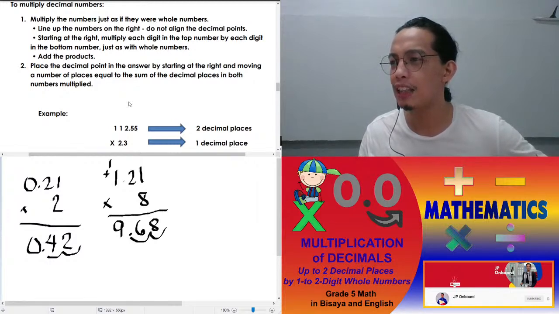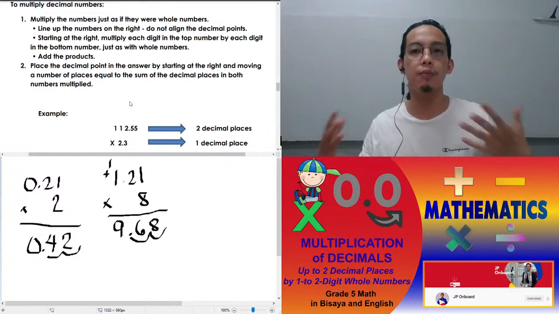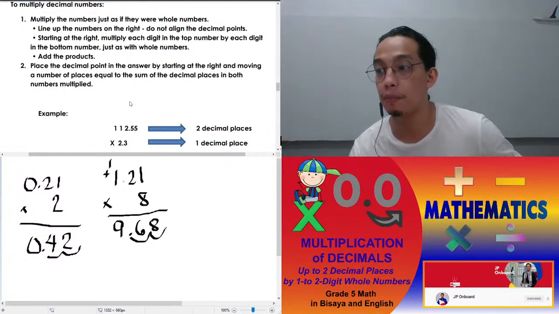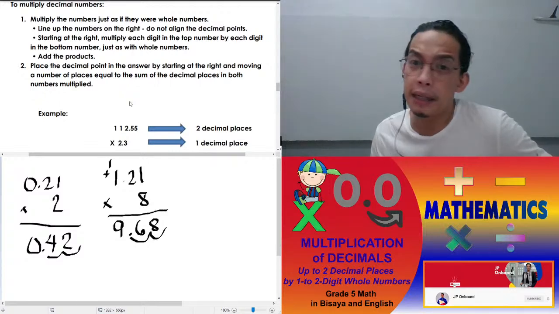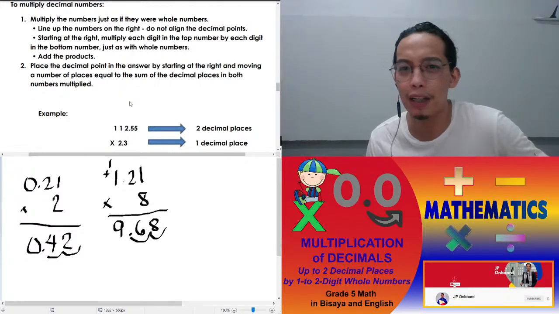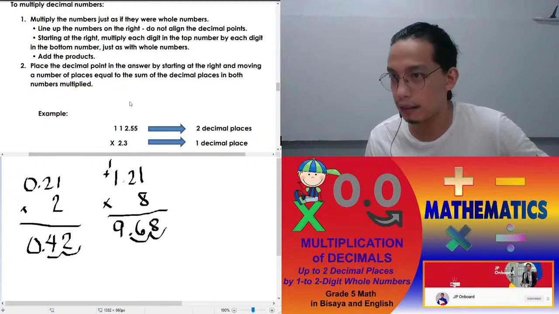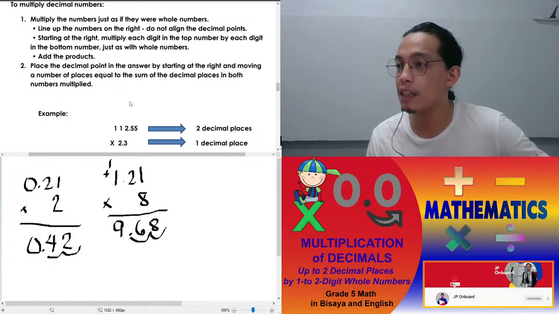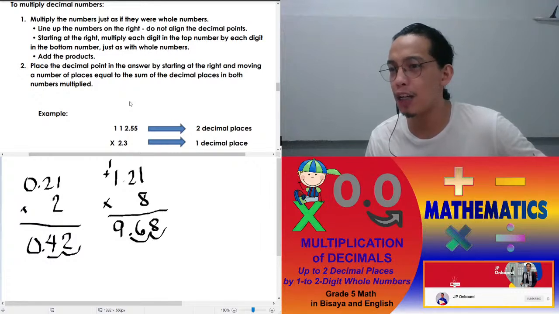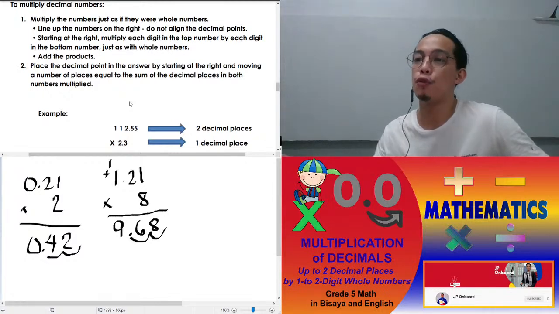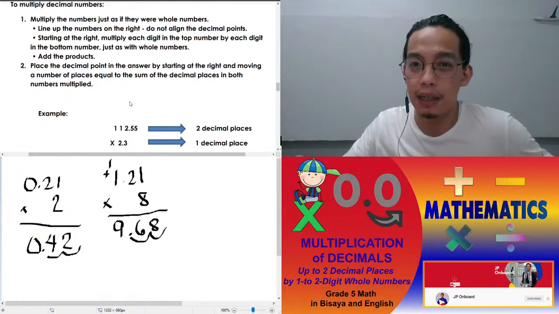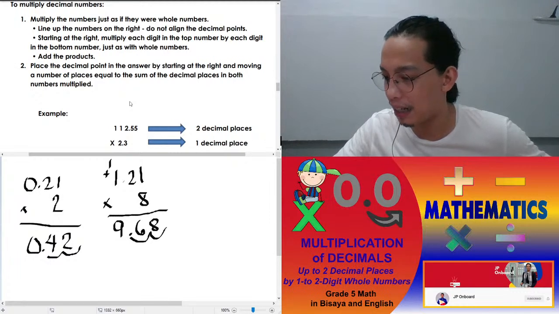And then, starting at the right, multiply each digit in the top number by each digit in the bottom, just as with whole numbers. We are just multiplying here with whole numbers. So step 3 is do not align the decimal points. We'll follow that. And then add the products. Then place a decimal point in the answer by starting at the right and moving a number of places equal to the sum of the decimal places in both numbers multiplied. I think it's the same, just longer, with more steps.